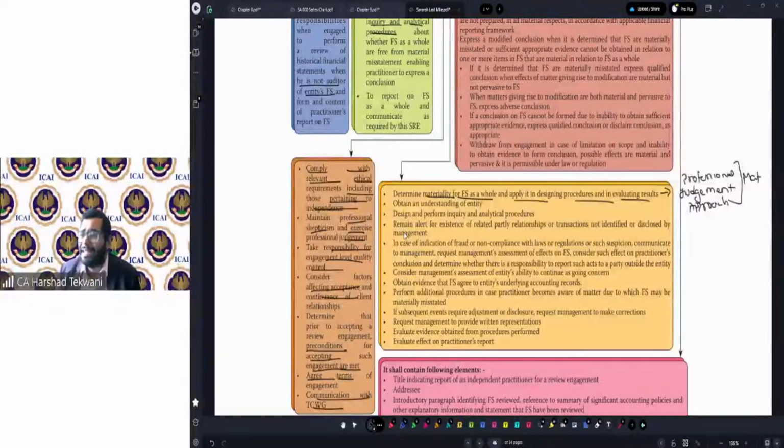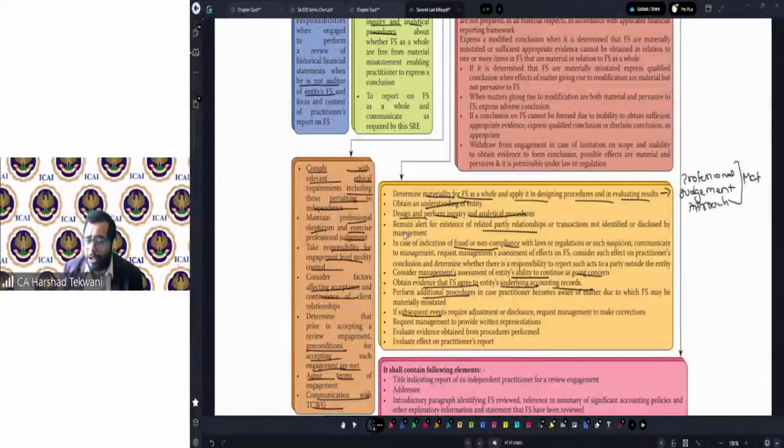Then you need to obtain understanding of the entity the way you do in the audit: understand the entity, design and perform inquiry and analytical procedures, remain alert for related party relationships, and remain alert for fraud and non-compliances. Okay. Then consider management's assessment of going concern, and obtain evidence that the FS agree to the entity's underlying accounting records. Additional procedures: if you identify something, then perform additional procedures.